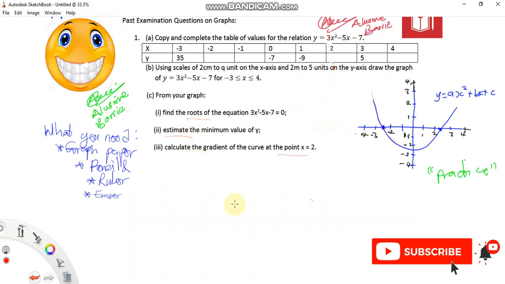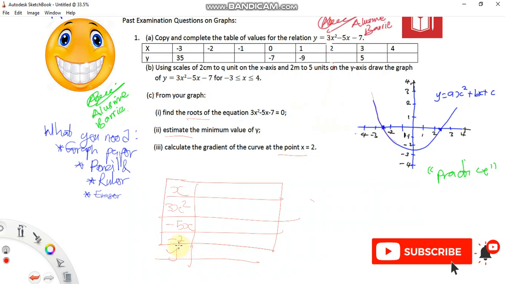There are often two ways students will do this. They may draw a very long table like this, where they have the x values, and then they have different rows where they have, say, 3x squared, minus 5x, minus 7, and once you work all of these out, you should be able to get the values of y. Now what you can simply do is extend the table to cover all the range of values.